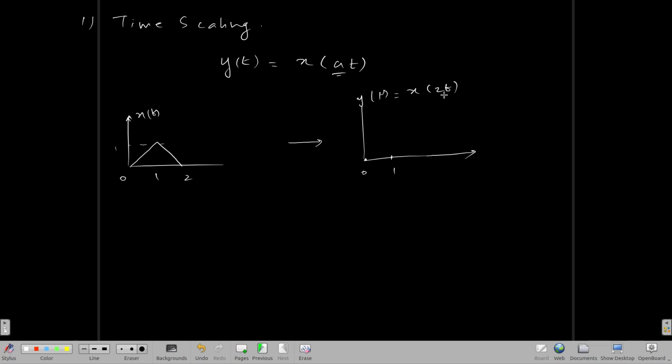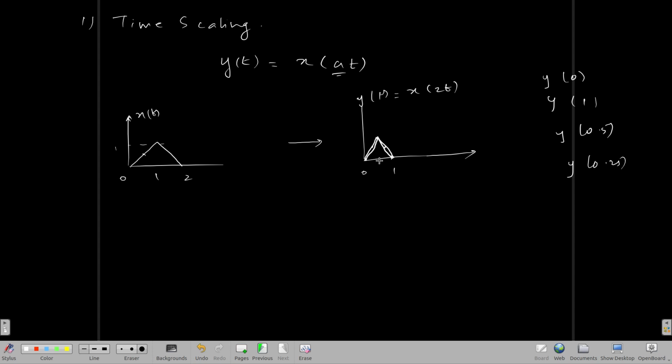What will y of 0.5 be? So we have taken y of 0, y of 1. Now let's take y of 0.5. It will be x of 2 into 0.5, that will be x of 1, this value. Right. Similarly, what will y of 0.25 be? It will be x of 0.5, which is whatever value is coming here. Similarly, like this.